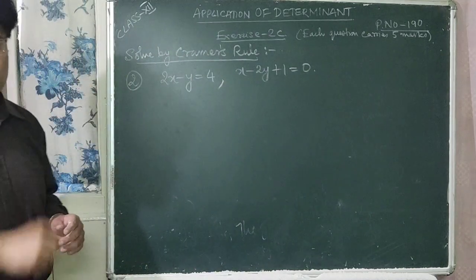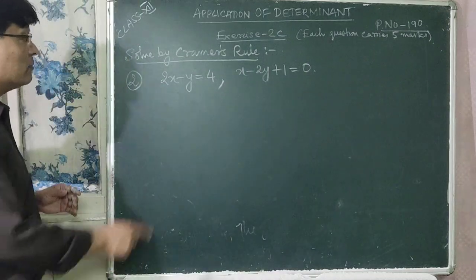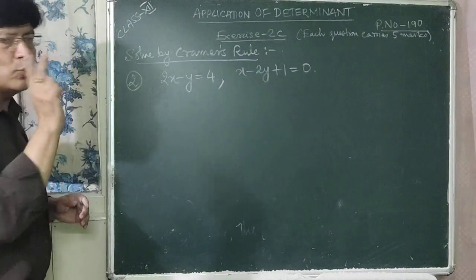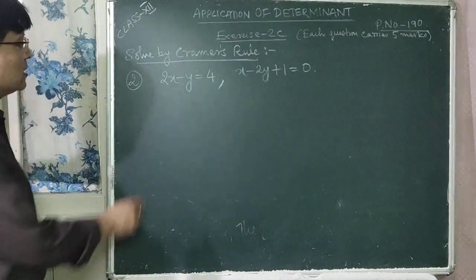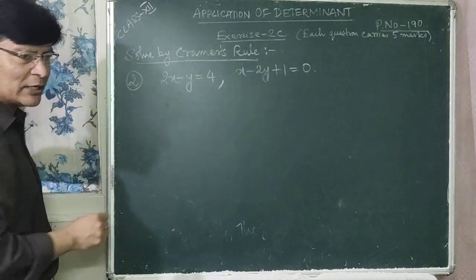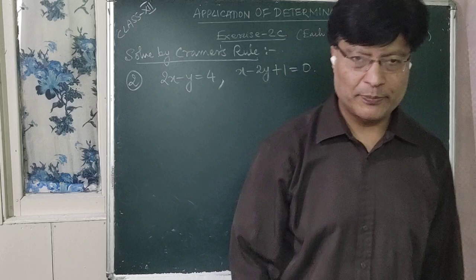You have to use Cramer's method. I just told you about Cramer's rule, isn't it? Now let us solve these two equations, that is, two equations with only two unknown quantities. The first equation is 2x minus y is equal to 4. And what is the second equation? x minus 2y plus 1 is equal to 0.